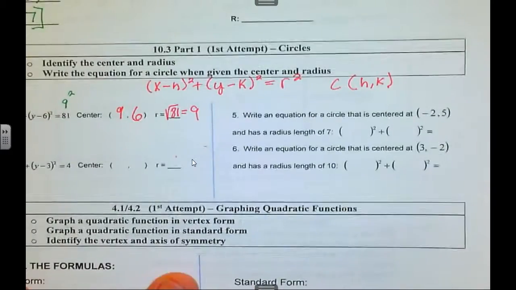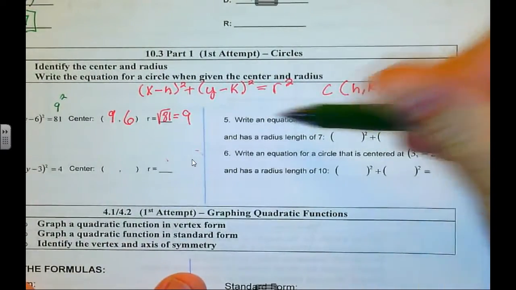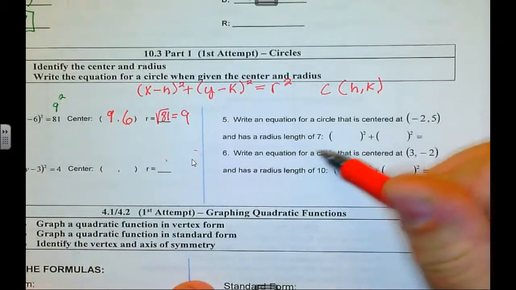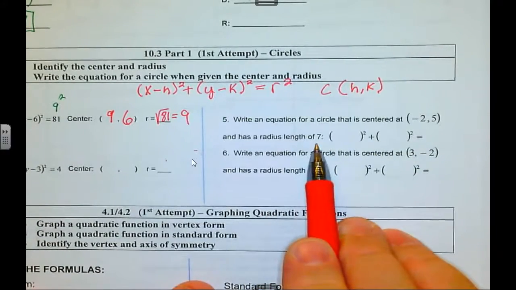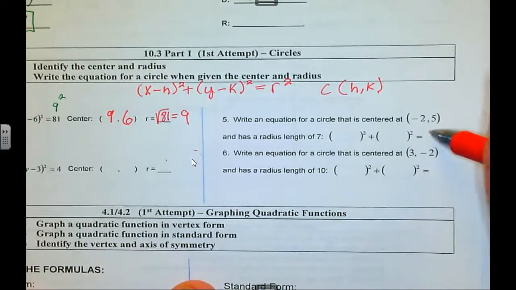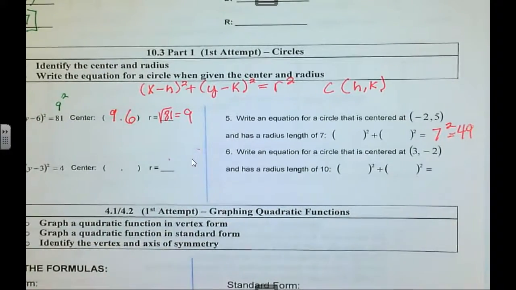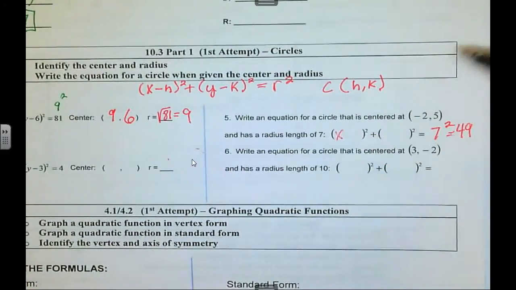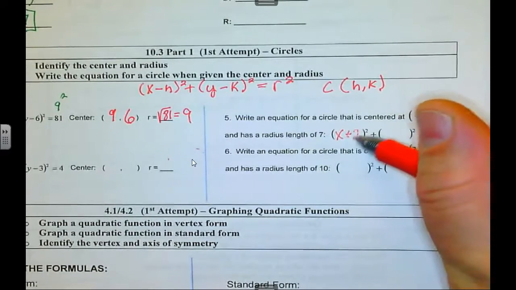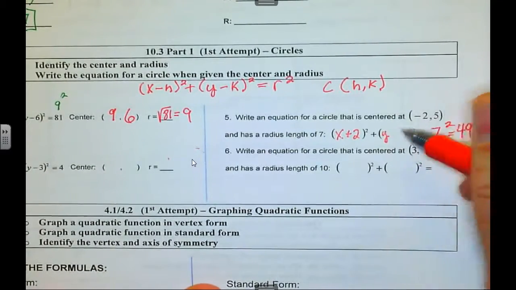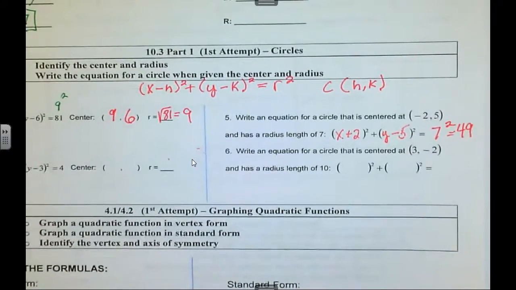Okay, number 5. Write an equation for a circle that is centered at -2, 5, and has a radius of 7. See, my radius is already 7. So that means I have to square that. Or you could put 49. It doesn't matter. Okay, so I have x. Now it's opposite the sign. So it's +2. And don't forget this is a y here. A lot of students will put x. And then y minus 5. Okay?